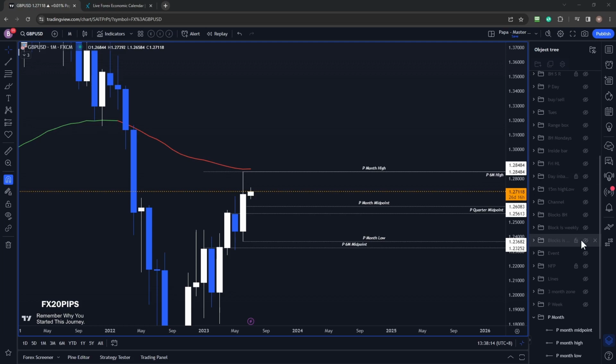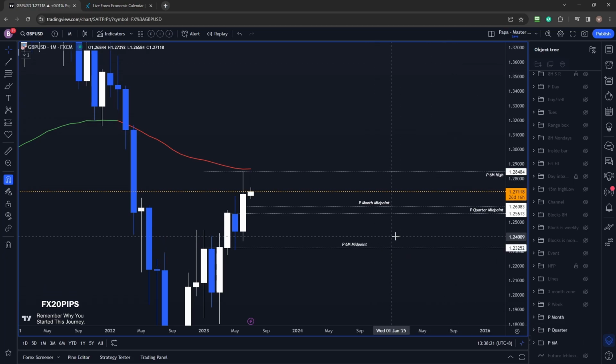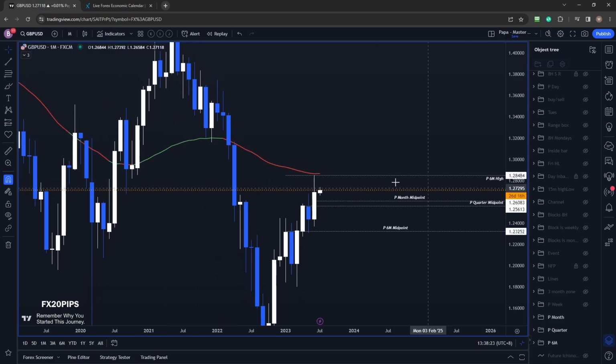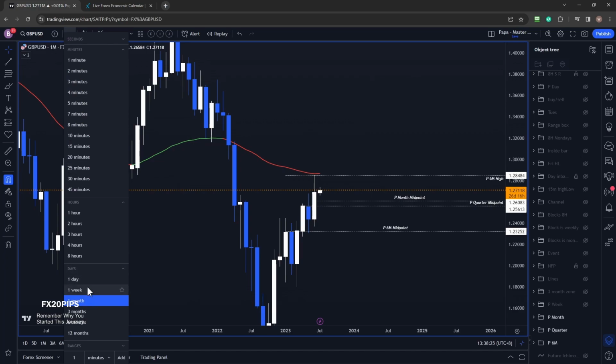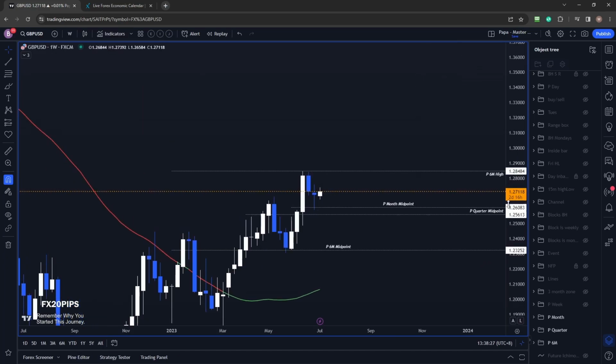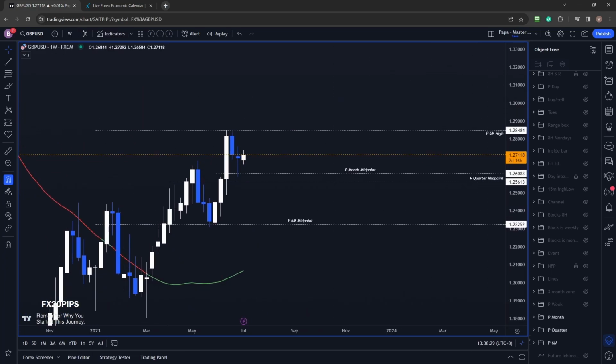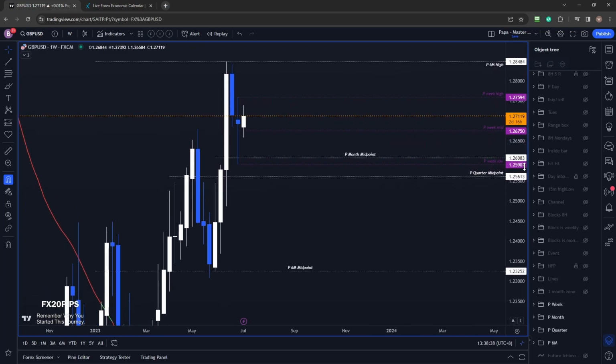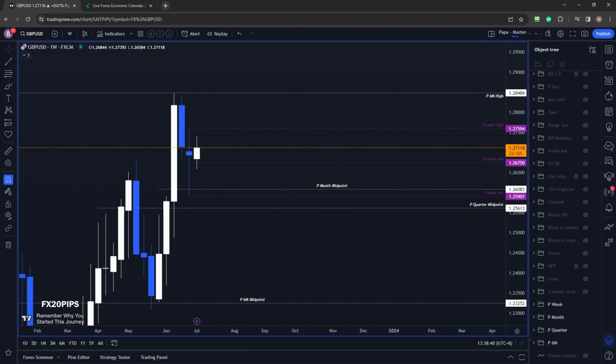So let's do this. So previous month midpoint, right? So now on the chart, let's go to the week. Now for the week, I have the previous week done, I believe. Yes.